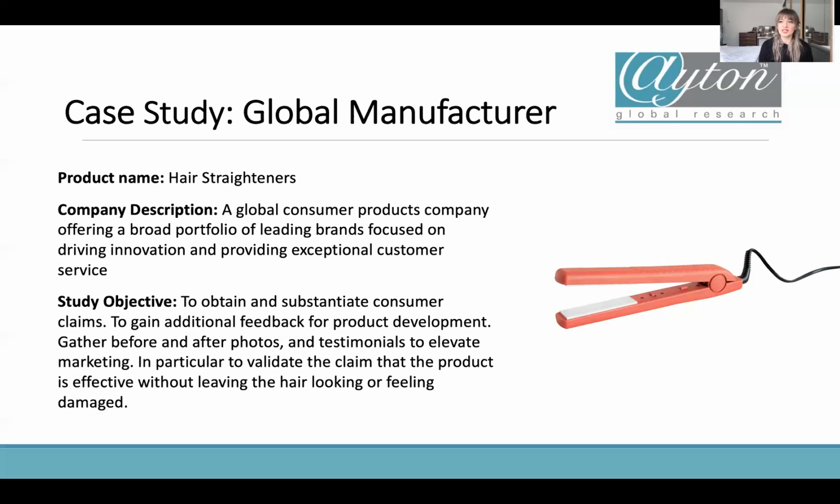But in particular, as I was saying earlier with those examples, you want to say that it's effective at straightening the hair, but not making the hair look or feel damaged. That's what you're looking for in a straightener, for it to still look nice and healthy.